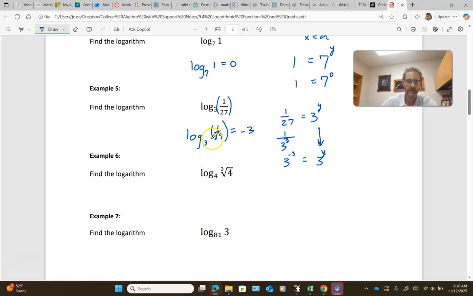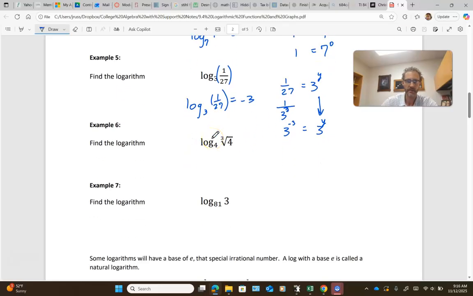Alright, so what about example 6? I think doing these by hand, even though they're easily done using the calculator, is a good educational process, and just knowing how to manipulate these is a good exercise. Alright, so example 6. So here, interestingly, the argument is actually a radical.